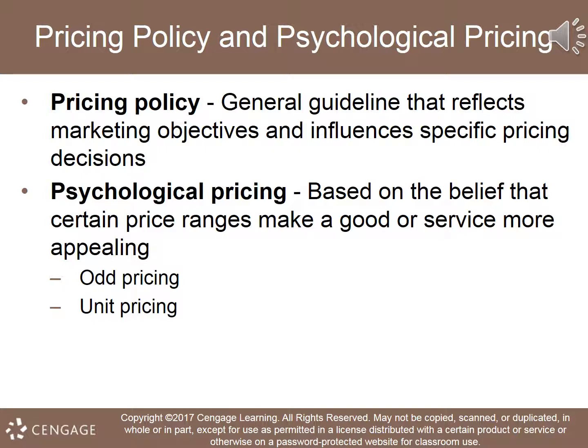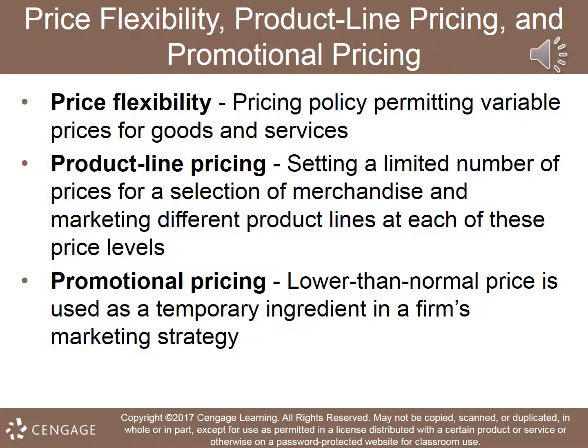Another approach, unit pricing, is the stating of price based on a recognized unit, ounce, or a standard amount per dozen items. Psychological pricing is based on the idea that certain prices or price ranges make products more appealing to buyers. Other pricing policies deal with decisions concerning price flexibility, whether or not there will be just one price for each item or a variable price approach.